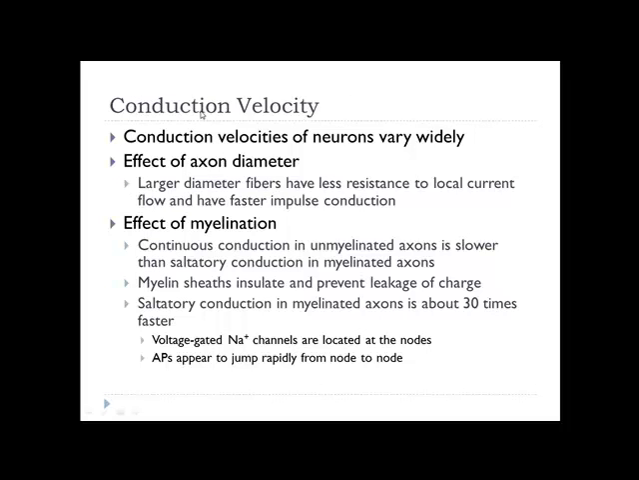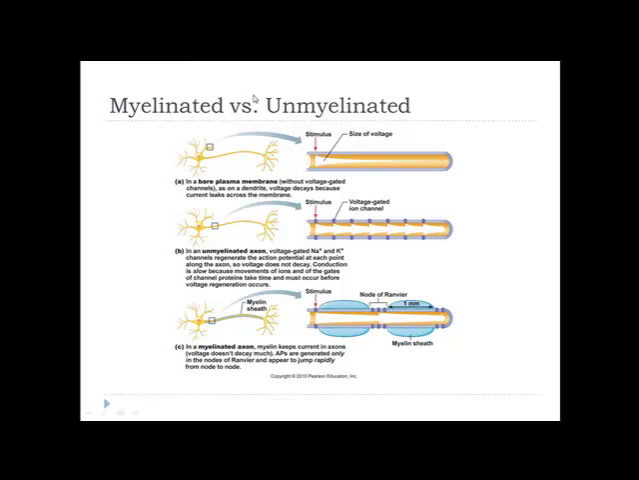Okay, so we got this stuff called conduction velocity. Conduction velocities in nerves vary widely. It can depend on the nerve width, the diameter of the nerve, or it can depend on the myelination. So if the nerve is myelinated, it's going to conduct a lot quicker. If it's demyelinated, it'll conduct a lot slower. If the nerve has a larger diameter, it will carry information quicker. If it has a smaller diameter, it'll carry information much slower.